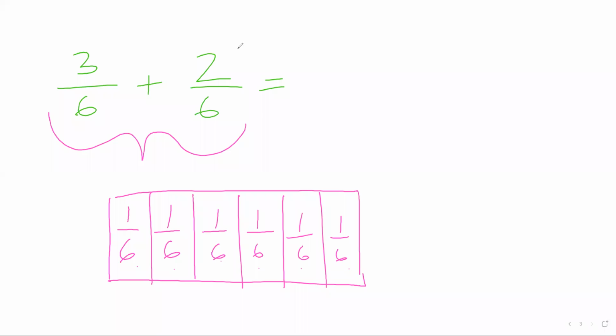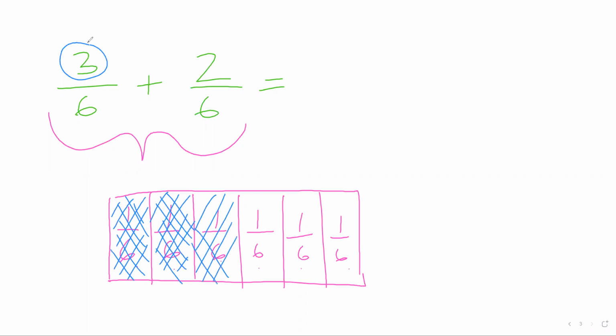And we see I have 3 6s. So I'm going to shade in 3 of them. So there's 1, 2, 3. Okay. And then I go over to my next number and I see that there's 2 of them.